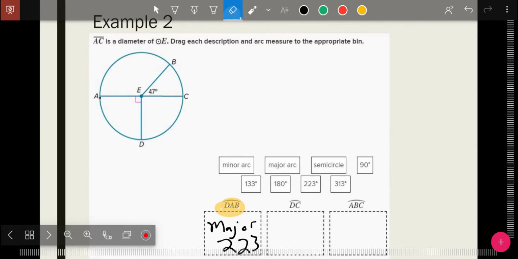The next one here is DC. DC is this arc right there, which intercepts this angle. The angle on the inside there would be 90 degrees. If this one half is 90, the other half is 90. And so that is a minor arc. It's less than 180, and it's actually exactly 90 degrees.